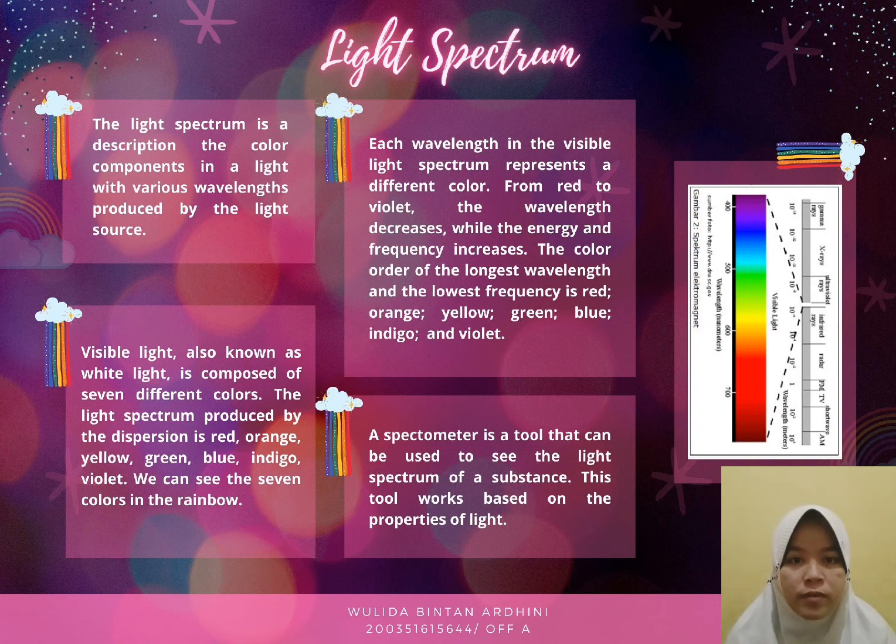The separation of visible light into light of different colors is known as light dispersion. Visible light, also known as white light, is composed of 7 different colors. The light spectrum produced by the dispersion is red, orange, yellow, green, blue, indigo, and violet. We can see the 7 colors in the rainbow.